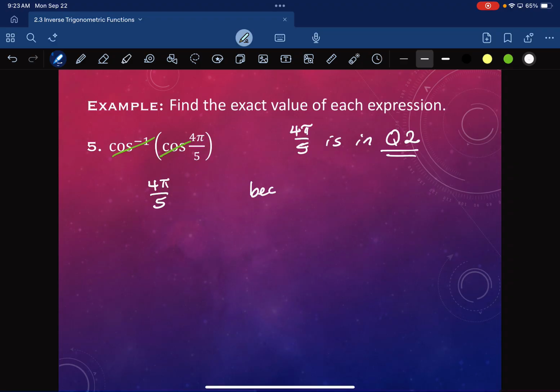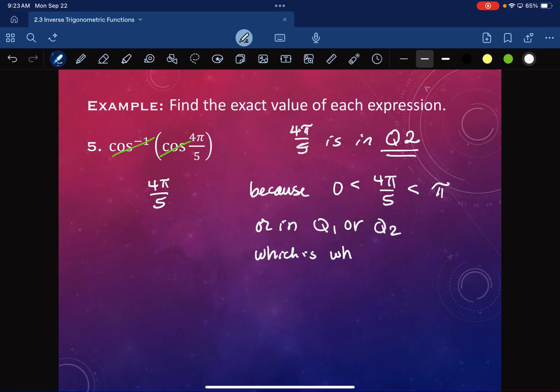And the reason is because that value 4 pi over 5 is between 0 and pi. I know we said it's between pi over 2 and pi, but it's between 0 and pi, or we can say it's in quadrant 1 or quadrant 2. That's what we're looking for, which is where the inverse cosine is defined. It works because I'm in the right spot to start with, okay? That's why it works.